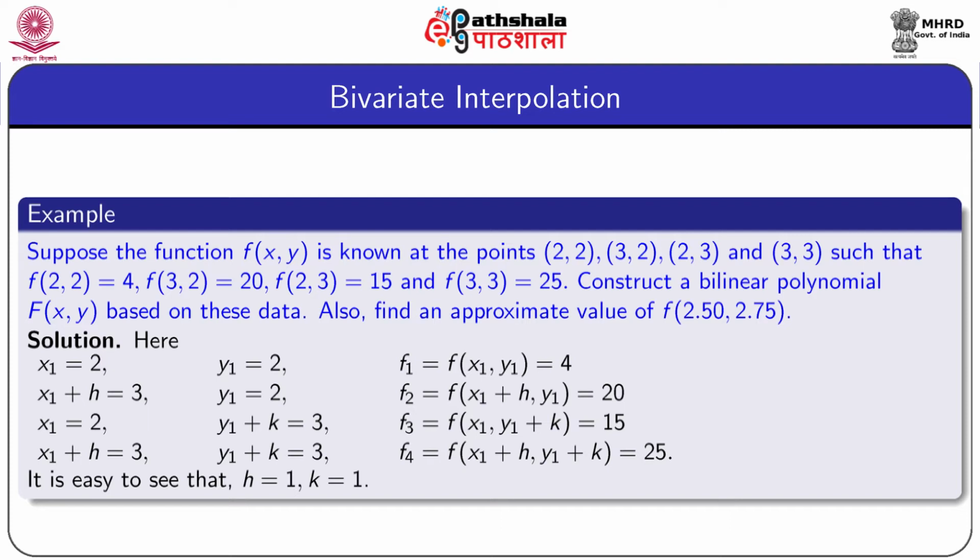So, for this problem x1 equal to 2, y1 equal to 2, x1 plus h equal to 3, y1 equal to 2, x1 equal to 2 and y1 plus k equal to 3, x1 plus h equal to 3 and y1 plus k equal to 3. That means it is easy to observe that h equal to 1 and k equal to 1. Also, small f1 equal to 4, small f2 equal to 20, small f3 equal to 15, small f4 equal to 25. These are the given values.